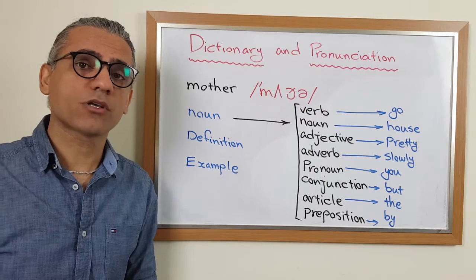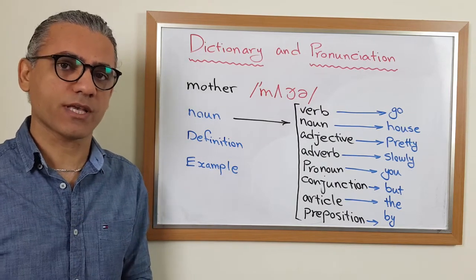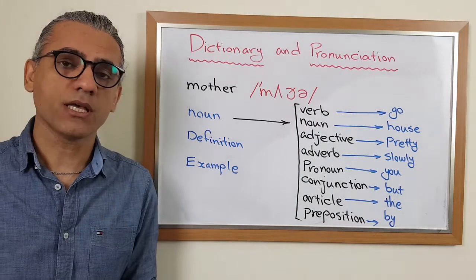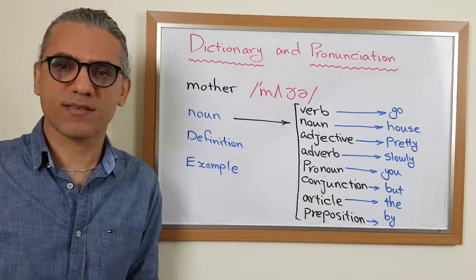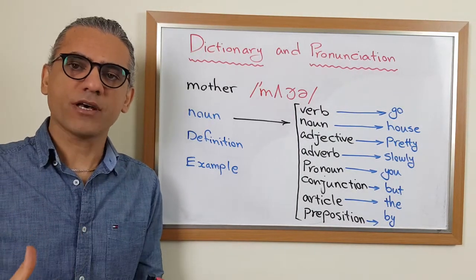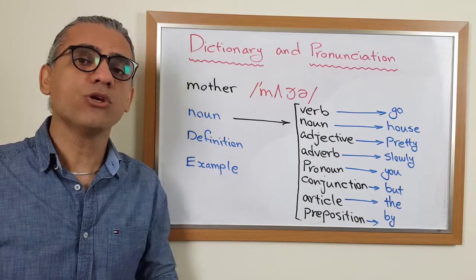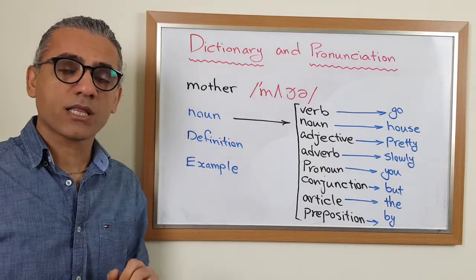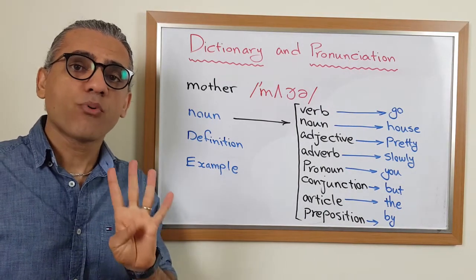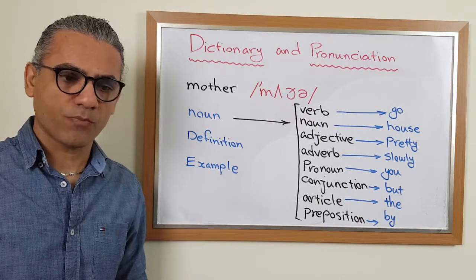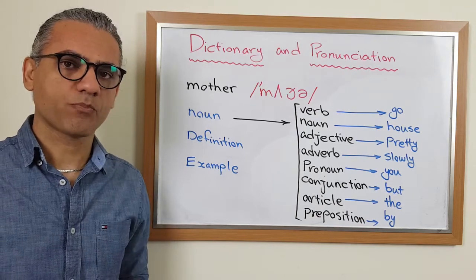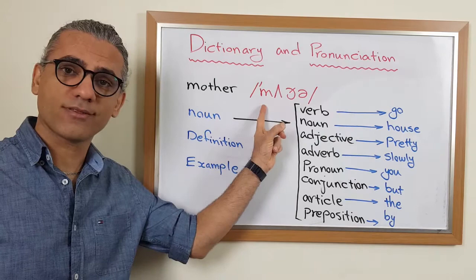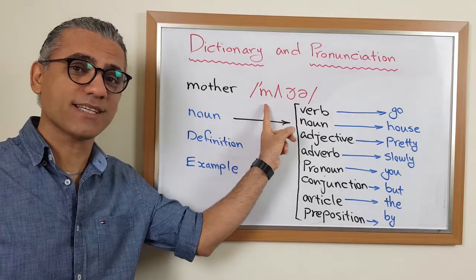Today we are going to talk about something really interesting and very important: how to use a dictionary and how to learn pronunciation. Whenever you open a dictionary and look up a word, for example, let's say mother, there are 4 important pieces of information you can get from the dictionary. First and foremost is the pronunciation. We are going to practice this today.